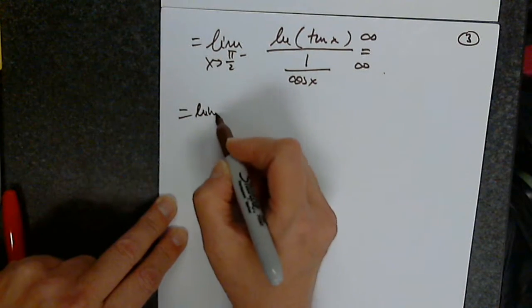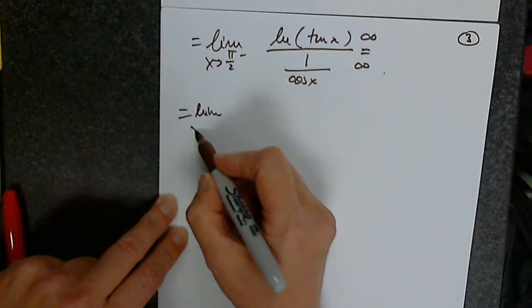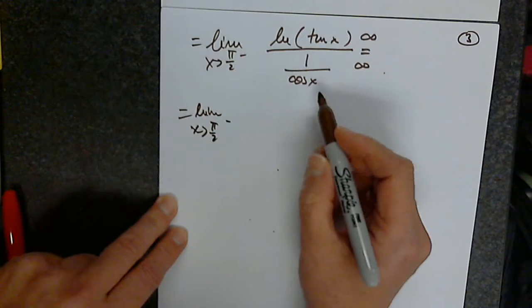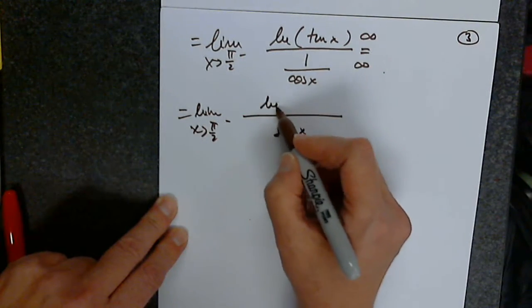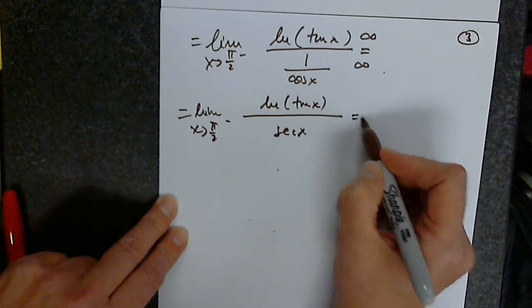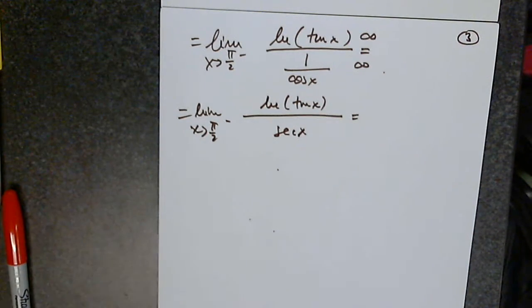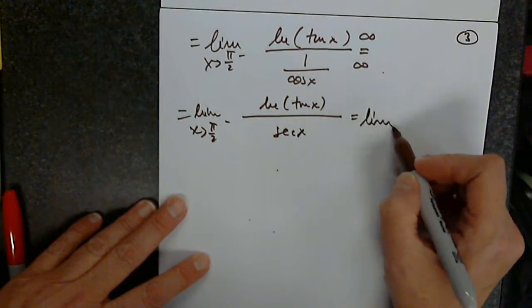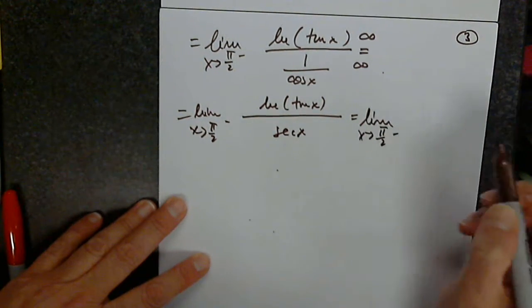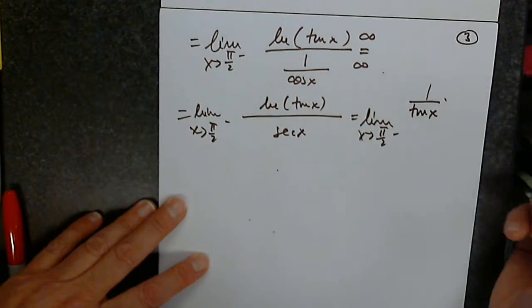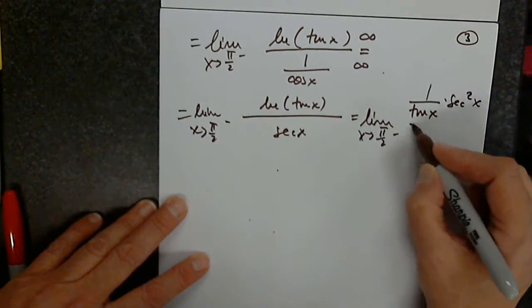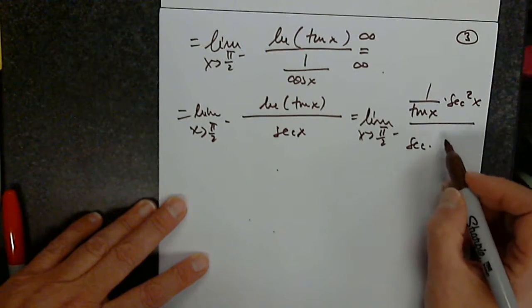But not before I change it. I don't want to differentiate something like that. So I will change 1 over cosine into secant x. So this is natural log of tangent x. Now, since it's infinity over infinity, I can apply L'Hopital's rule. So then I have the limit as x approaches pi over 2 from the left, 1 over tangent times secant squared x over secant tangent.